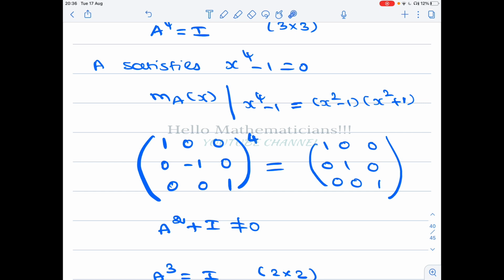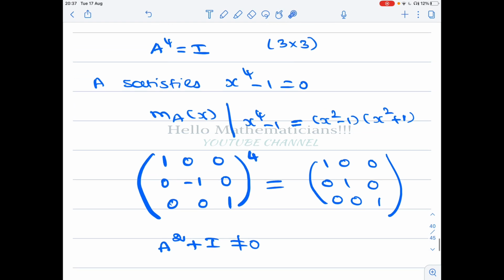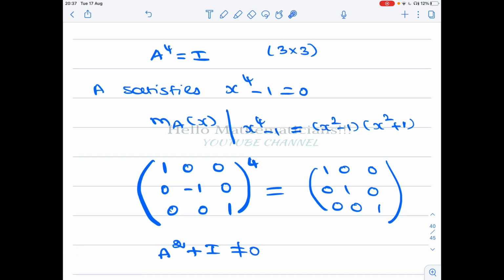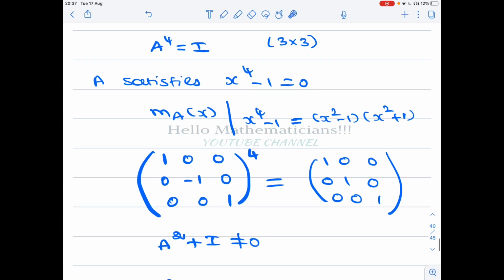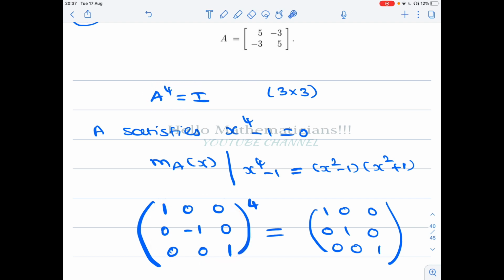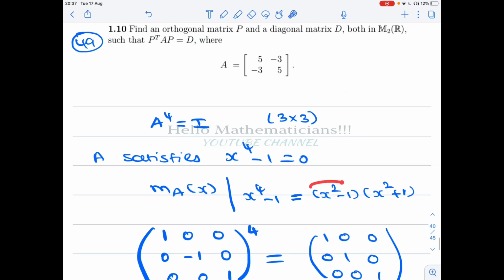Now consider a matrix for which this is the minimal polynomial. So this is a product of distinct linear factors, right? For example, consider this 3 by 3 matrix. This matrix has minimal polynomial x square minus 1. You can directly check that x square minus 1 is the minimal polynomial of this matrix. Therefore, this matrix satisfies this polynomial. And if you calculate the fourth power of this matrix, you get the identity matrix. So this is an example of a matrix satisfying a power 4 equals I, but its minimal polynomial is x square minus 1.